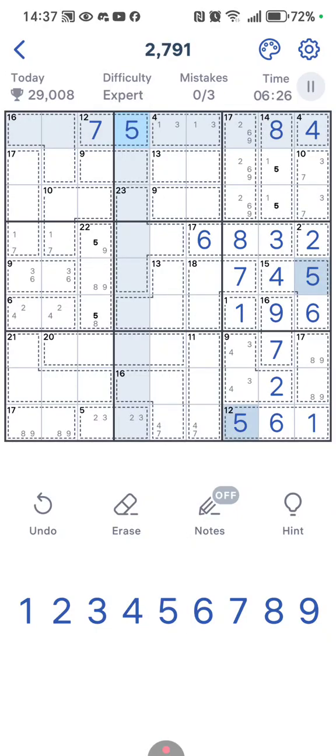Anyway, so 1, 2, 3, 4, 5. This is 5, 8, and 9. 9, 8, which means that's a 7, and that's a 5. So this means that along here, this is 2, 6, and 9 as well, right? 2, 6, and 9.